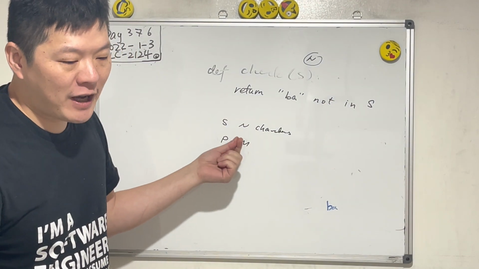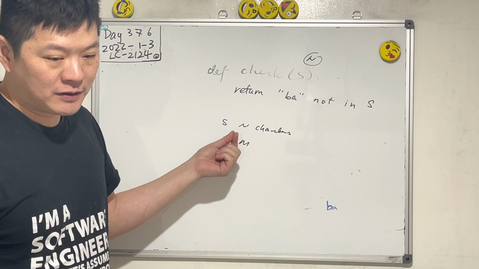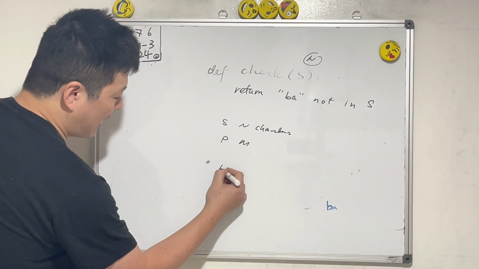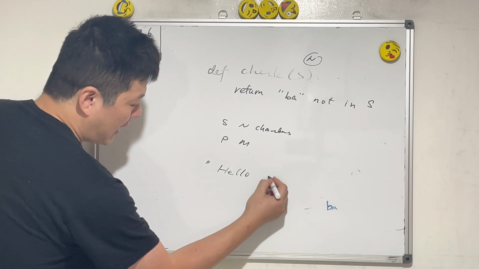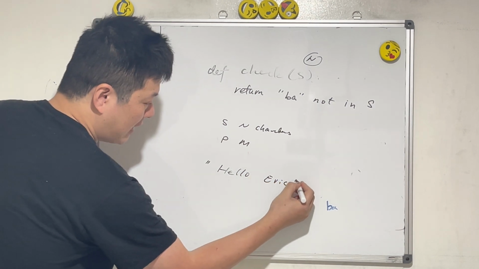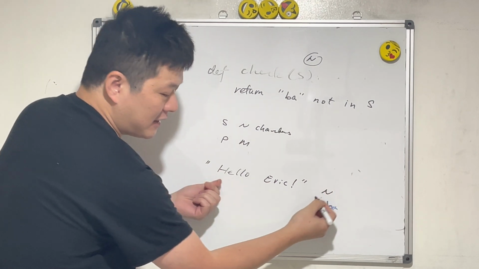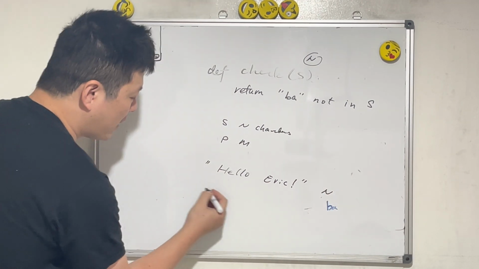The naive, brute force way is we check each position, right? Look, this is a string like "hello Eric", okay? If this is n characters, and we are looking for Eric.